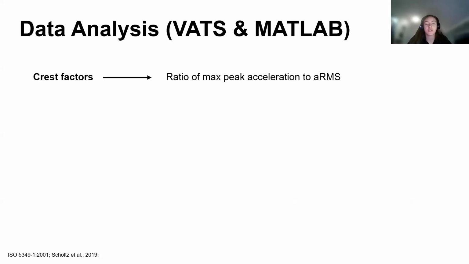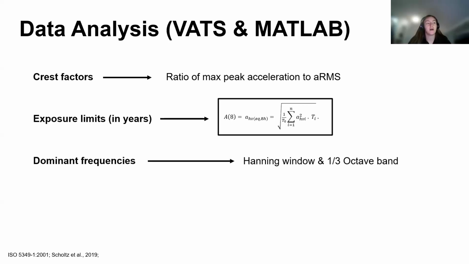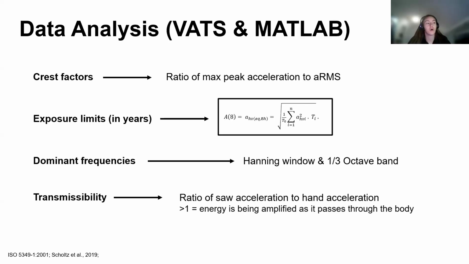So alongside this, crest factors were also calculated through the use of VATs. So this is actually the ratio of the max peak acceleration value to the RMS values that we just talked about before. So this essentially just shows us if there's any transient or shocking characteristics that are happening during cutting tasks. Alongside this, we looked at exposure limits. So this considers every total vibration value for the reference duration of 8 hours that we pulled from that TLV limit. And then we also did dominant frequencies, which are pulled from VATs across all 3 axes.